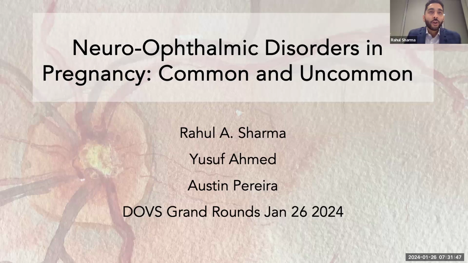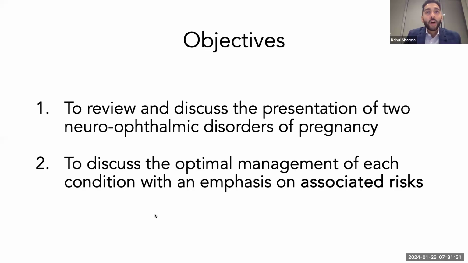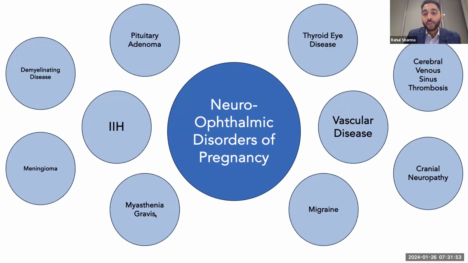So as you've heard, we're discussing neuro-ophthalmic disorders in pregnancy, both common and uncommon. And so we start by recognizing that pregnancy is a period of drastic physiologic change in the human body. There's an expansion of blood volume. There's an increase in cardiac output. Women are hypercoagulable. They're relatively immunosuppressed. And of course, they're gaining weight. And so you can imagine that these factors can influence a number of neuro-ophthalmic disorders shown here on the slide.